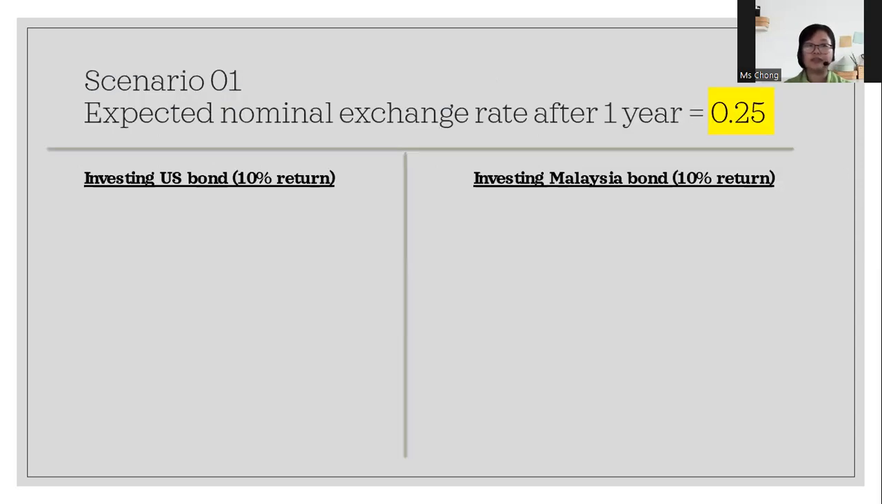Let's go through the first scenario. In the first scenario, we expect that the nominal exchange rate after 1 year is 0.25. If I invest in 1,000 US bonds, the total payment that I need to make is 4,000. How do I get this 4,000 ringgit Malaysia? I convert it using the nominal exchange rate, 1,000 times 1 over 0.25. So I have to pay 4,000 ringgit Malaysia to buy the 1,000 USD of the bond.